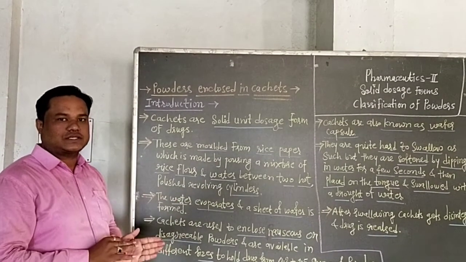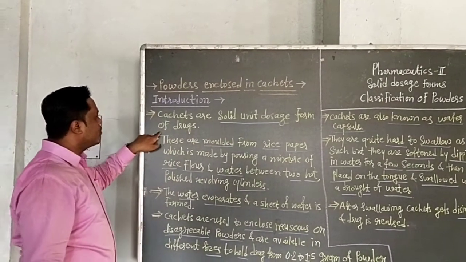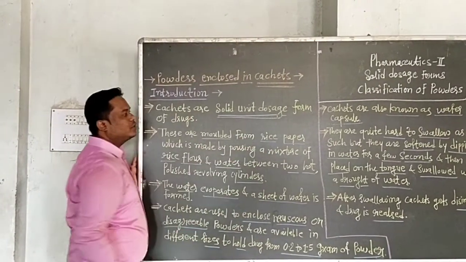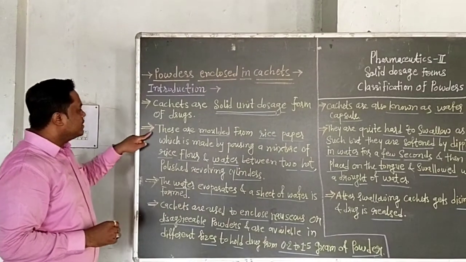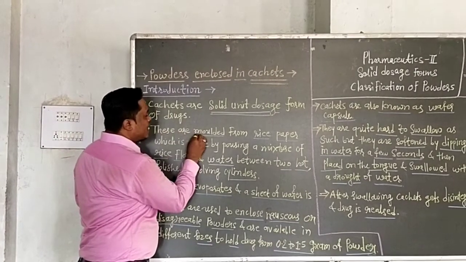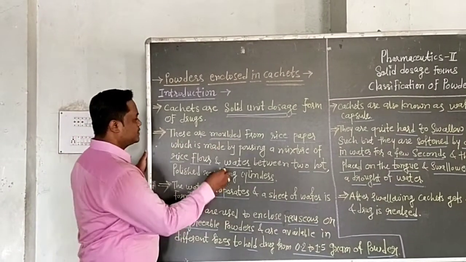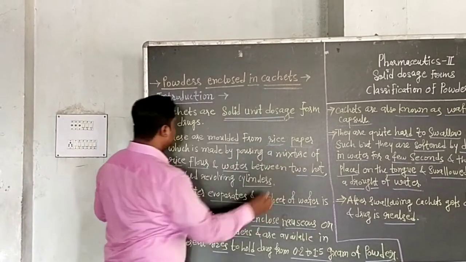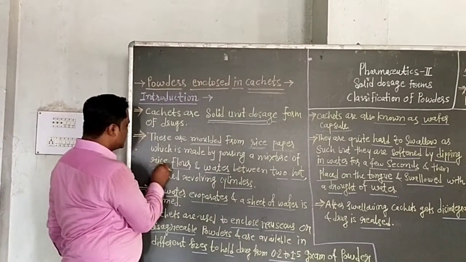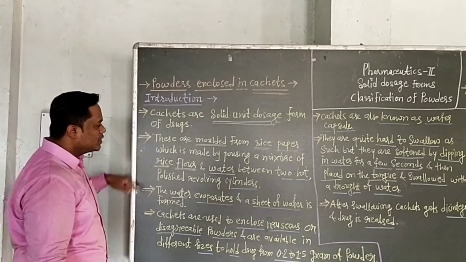What is meant by cachets? Cachets are a solid unit dosage form of drug. How are cachets prepared? These are prepared by molding from rice paper, which is made by pouring a mixture of rice flour and water.